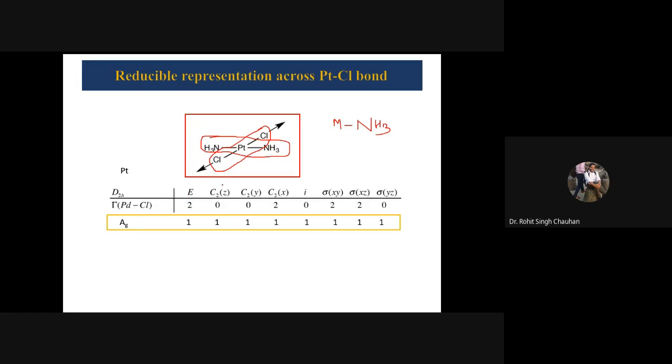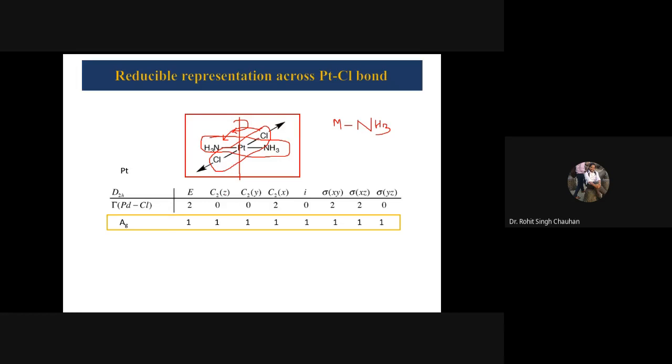Okay, now suppose you are going to perform C2Z. Now see, where is C2Z? This axis is C2Z, right? You will rotate like this about C2Z. Don't get confused. I also got confused earlier when I was a student. What I used to think was that once you rotate about C2Z, Cl should come onto ammonia and ammonia should go onto Cl. Remember, this is wrong.